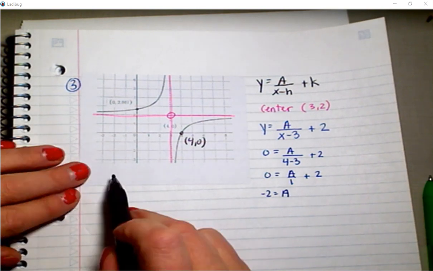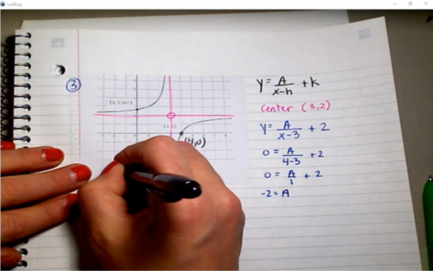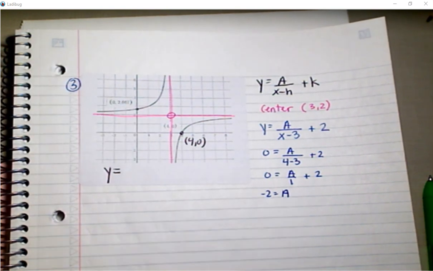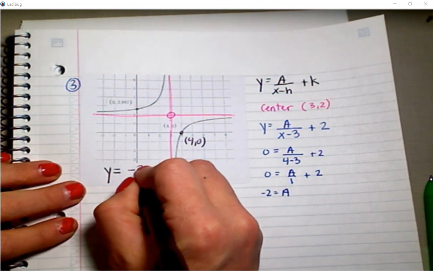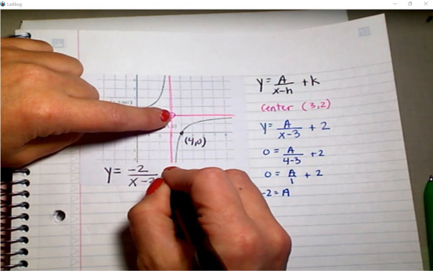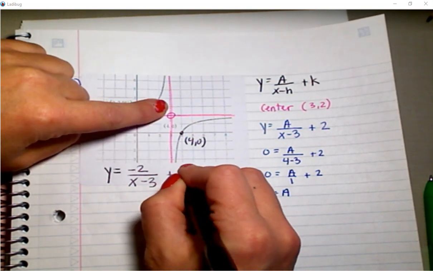So the equation of this graph, pick out the center, find the a value: negative 2 over x minus 3, plus 2.